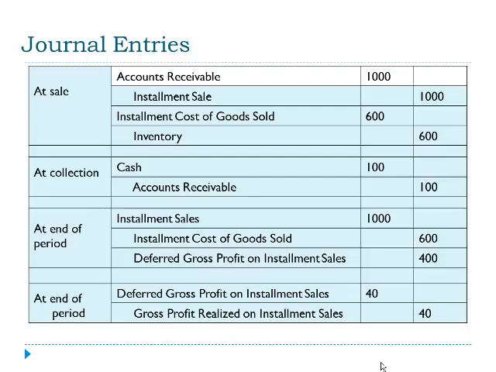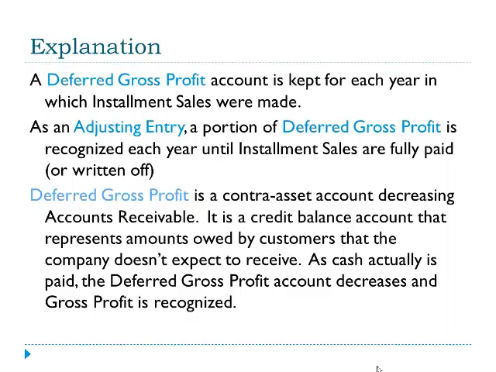At the end of the period, we will now identify how much of that $400 can be recognized in this year. Our calculations on the previous page said that in 2003, $40 of it could be recognized. So we decrease deferred gross profit on installment sales, and we increase gross profit realized on installment sales. Deferred gross profit account is kept for each year in which installment sales are made. As an adjusting journal entry, a portion of that deferred gross profit is recognized each year until installment sales are either fully paid for or written off.